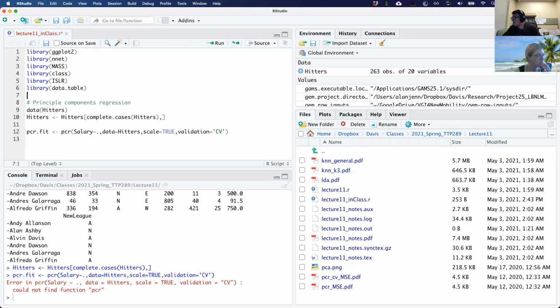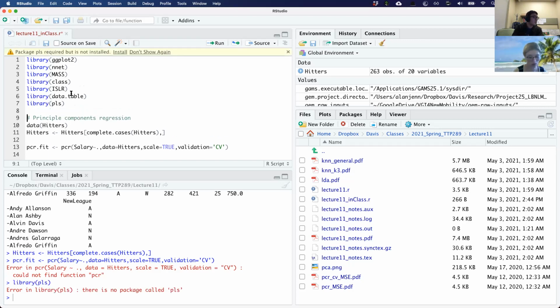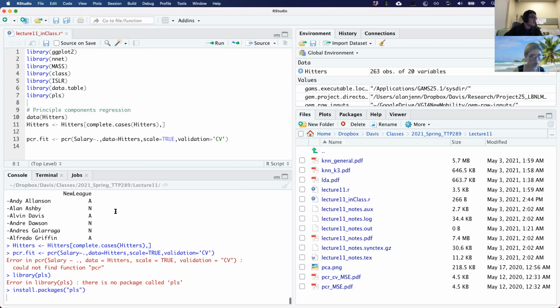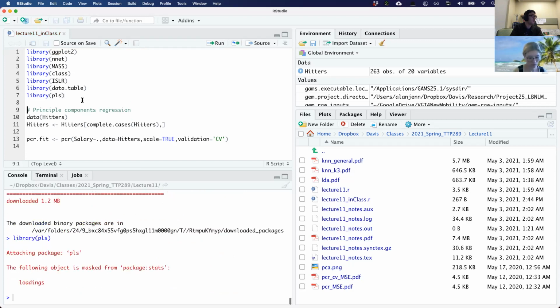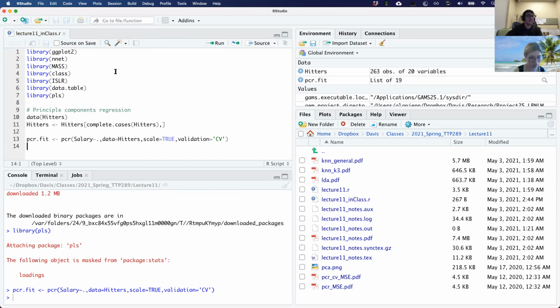Oh, I didn't load the package. Give me one moment to find which package I need. I think it's PLS, which I don't have installed for some reason. Okay, yes, it is PLS. So PLS is the package that contains the PCR function.